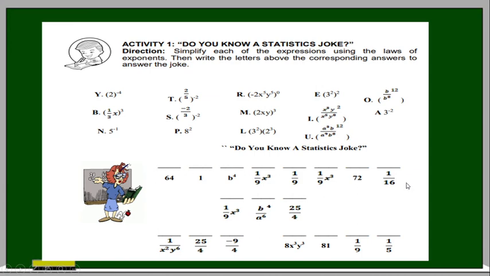So, ilang words ang mabubuo natin dito? So, we have 1, 2, 3, and 4. Okay, 4 words ang mabubuo ninyo dito sa activity number 1. Inuulit ko, ang ilagay ninyo dito ay letters. Huwag ninyong ilagay dito yung 2 is raised to negative 4. That is wrong. It should be letters. Not the expression. It should be letters.